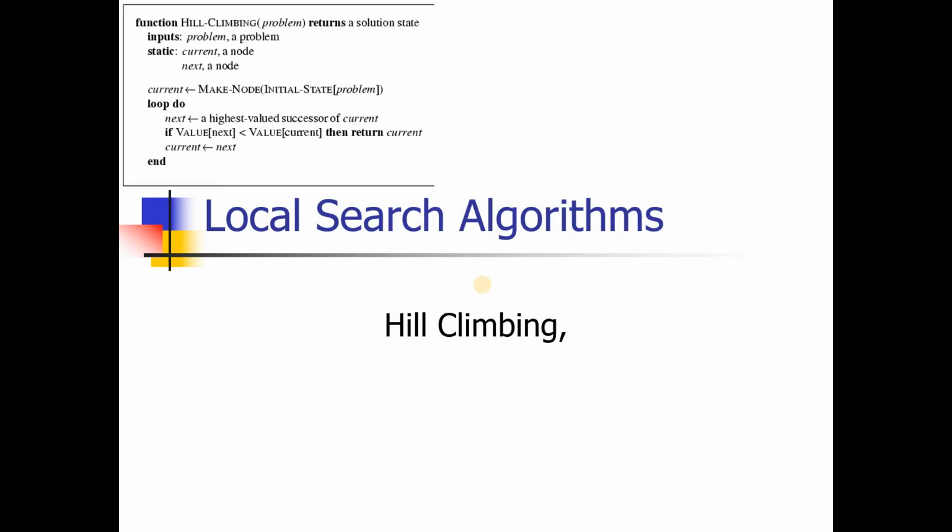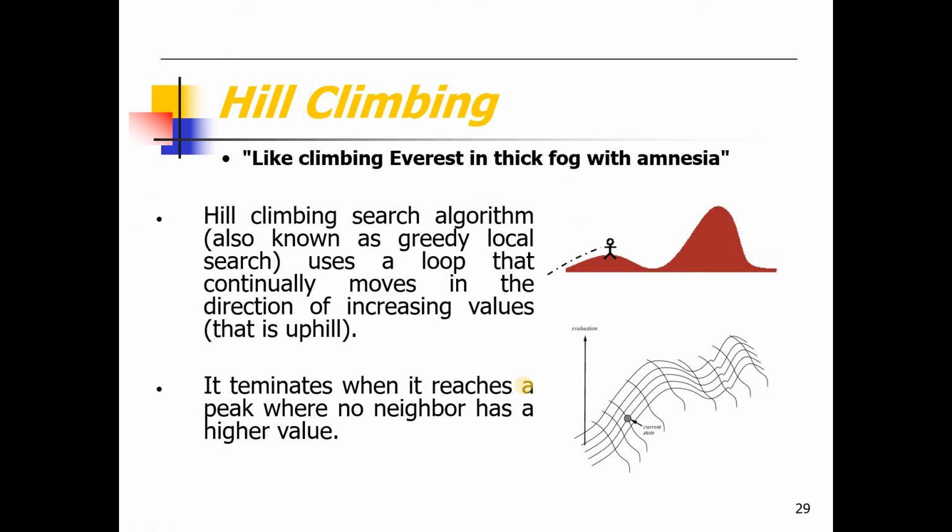So the first method we will see is hill climbing. Hill climbing is a method just like a person trying to climb Mount Everest, a very high mountain, in a very thick fog and with amnesia. Amnesia means that he doesn't have any memory. Amnesia is a type of disease where the patient doesn't remember anything.